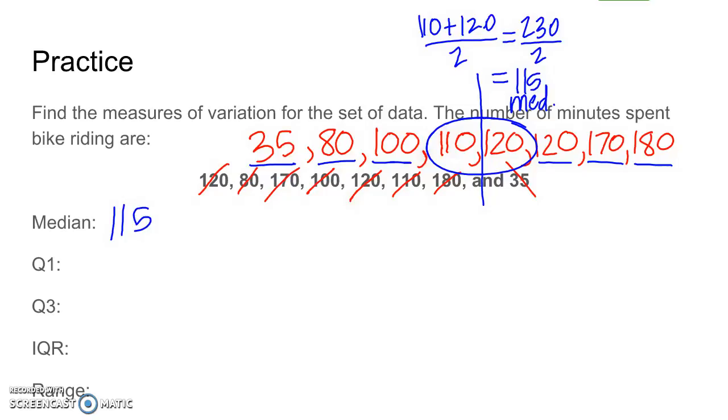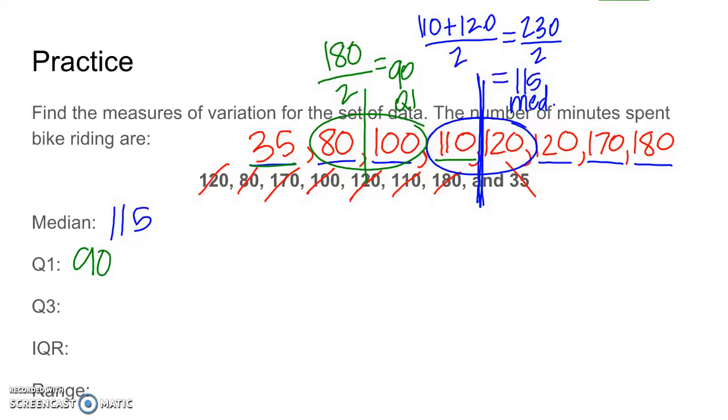Now, when we have two numbers in the middle, I draw a line between them to separate the lower half and the upper half of my data. To find Q1, I'm going to find the median of the lower half of my data, so I'm going to cross out 35 and 110, and then I get two numbers in the middle here, so again, I add them. 100 plus 80 is 180 divided by 2, it's going to give me 90. That's Q1. 90 would be Q1.